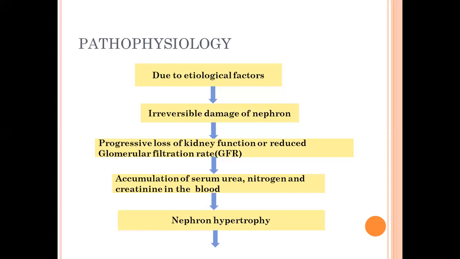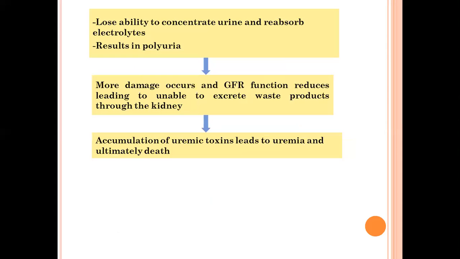Next it will lead to nephron hypertrophy. Nephron hypertrophy means that, in order to filter a large amount of solute, the nephron will put a lot of force into it, leading to excessive damage of the nephron. Because of this nephron hypertrophy, it will lead to two conditions. One is that they will lose the ability to concentrate urine and reabsorb electrolytes. That means small fragments will start to form in the urine, and it will also lead to a condition known as polyuria. So I hope you know what polyuria is.